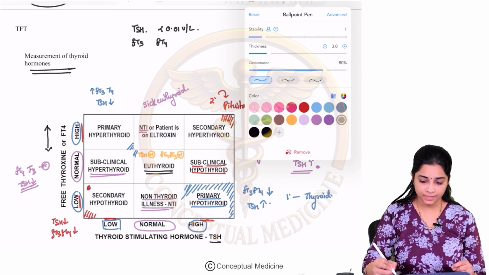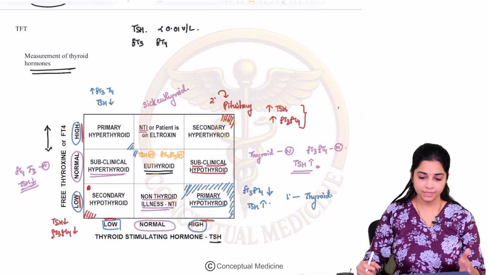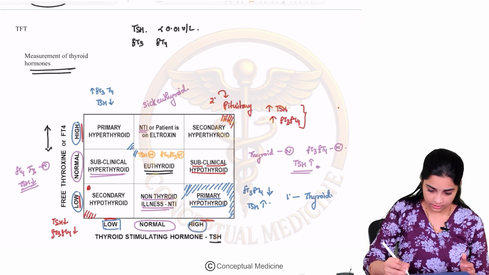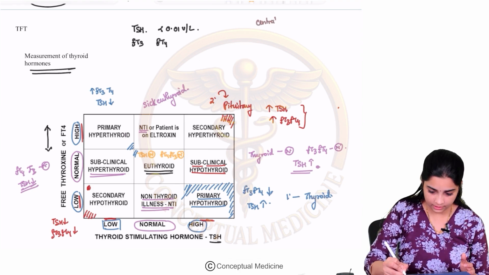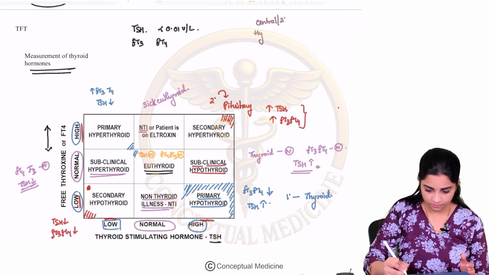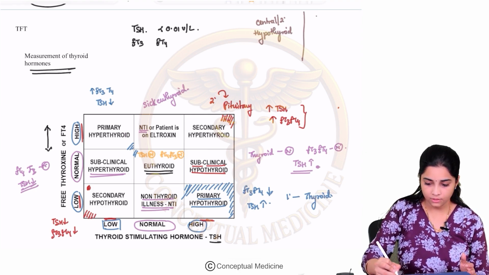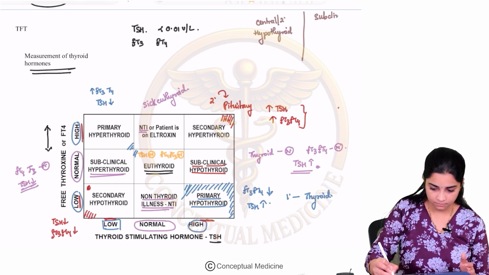Now, many a times what happens is where we get confused. Let us look at where do we get confused. Where we get confused is your central or secondary hypothyroid versus your subclinical hypothyroid.